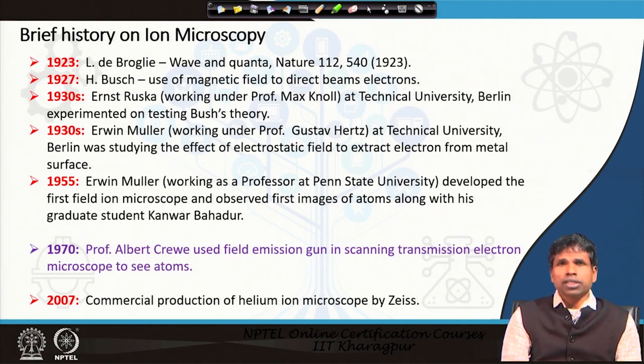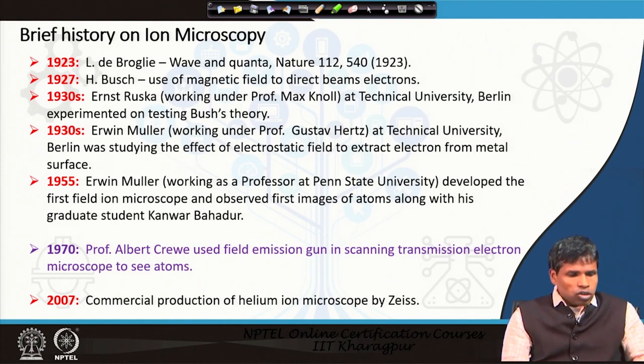In between, in the 1970s, Albert Crewe also used a field emission gun to see atoms using a scanning transmission electron microscope. So, Muller's contribution to atomic imaging is immense. There was a time in the 70s when it was thought that both Ruska and Muller would receive the Nobel Prize.